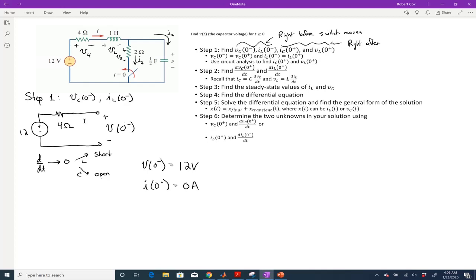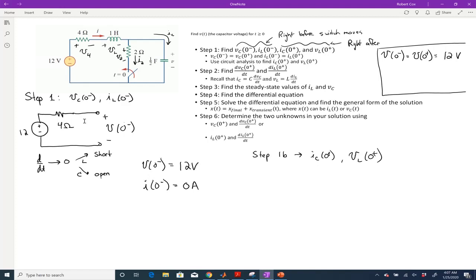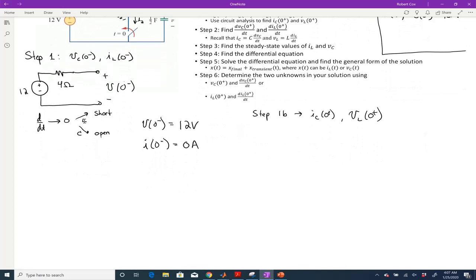All right, so I'm going to create up here some things that I know I'm going to need for myself. So I have V of 0 minus equal to V of 0 plus is equal to 12 volts. Okay, I'm going to need that later. So I'm going to create a little box up here of stuff I know that I'm going to need in my later steps. Okay. Now, the other part of step 1, so I guess I'll call this sort of step 1b, is to get I sub c of 0 plus and V sub L of 0 plus. Basically the stuff that I'm going to need right after the switch changes.